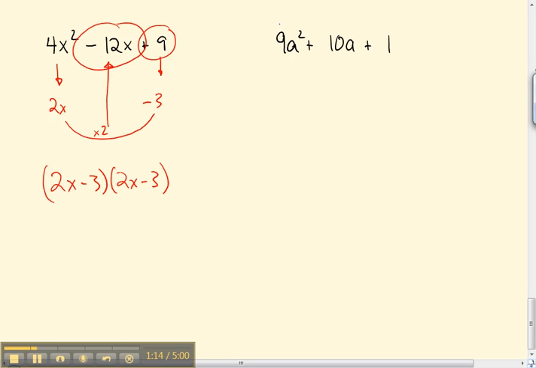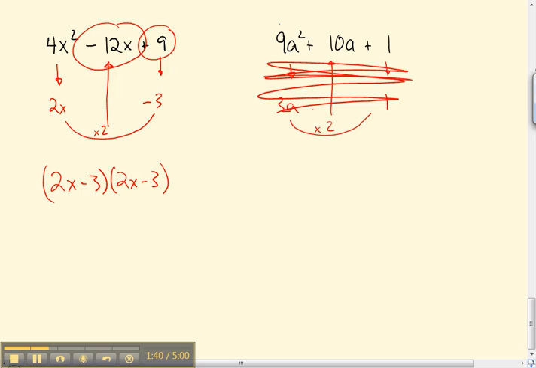The one on the right is not a perfect square, it looks like, because the square root of 9a squared is 3a. The square root of 1 is 1. And so if this was a perfect square, we'd go 3a times 1 is 3a, times 2 is 6a. So if this said 6a, that would be a perfect square, but it doesn't. So it's not a perfect square. I can't factor it like that.